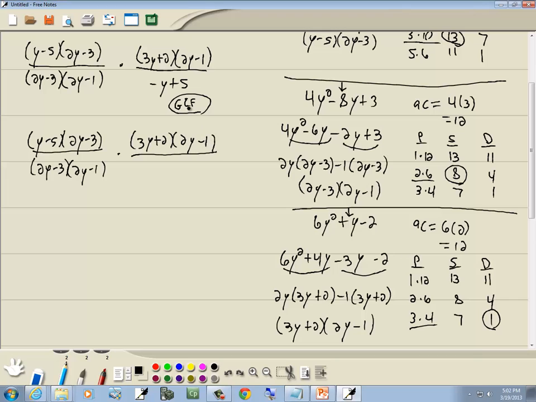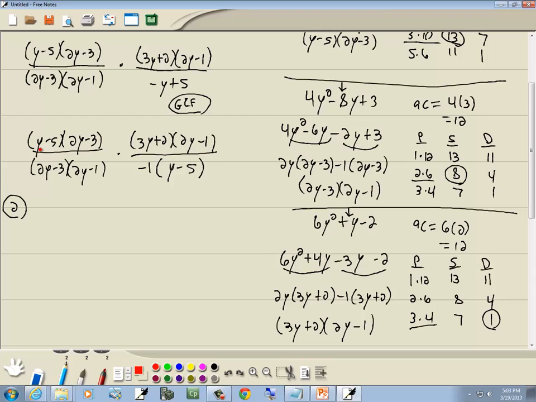Okay. These don't have anything in common, but my first term is negative, so I factor out a negative 1. And that gives us y minus 5. Okay, step 2, cancel if possible. Only guideline is one's on top, one's on the bottom, and they're the same.